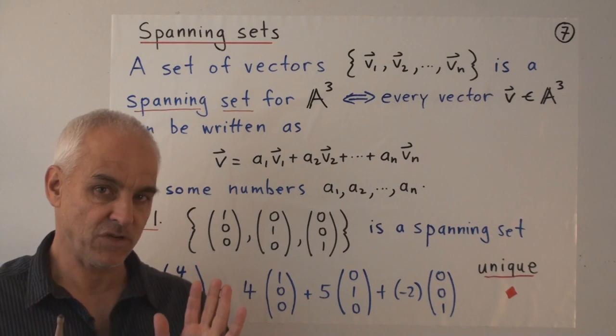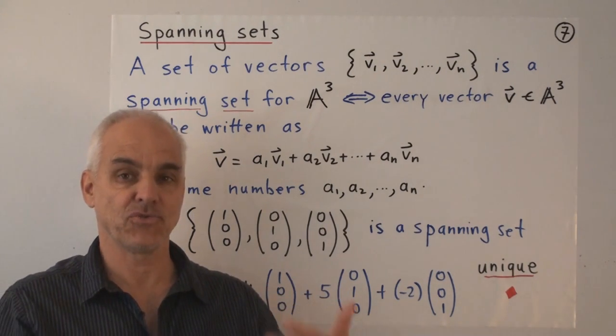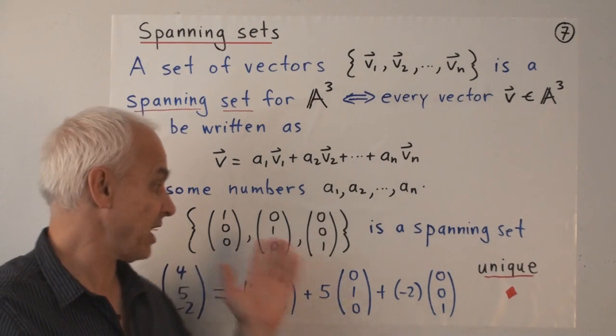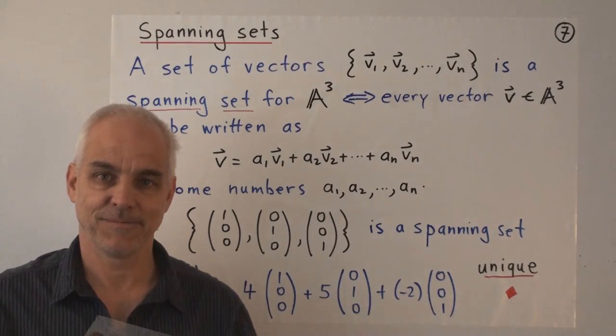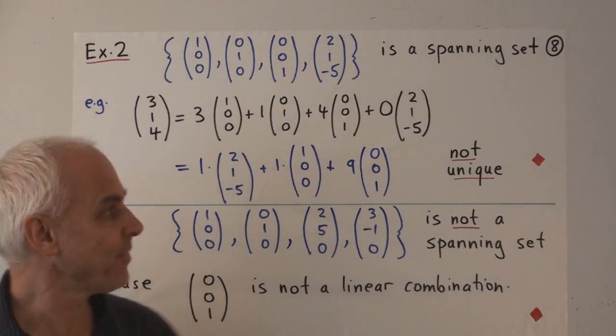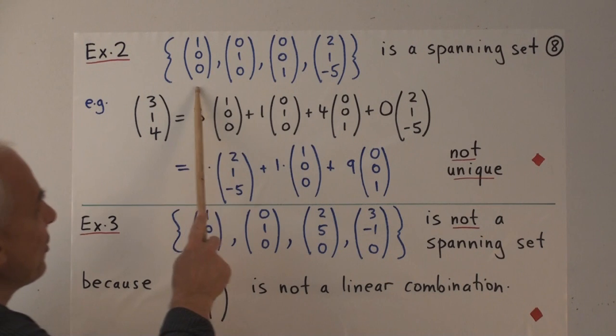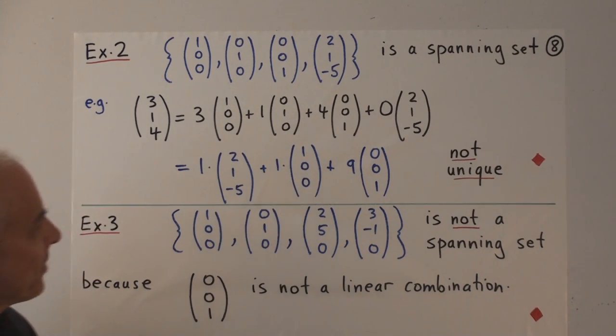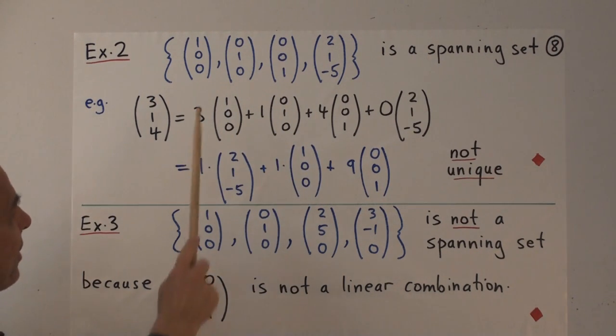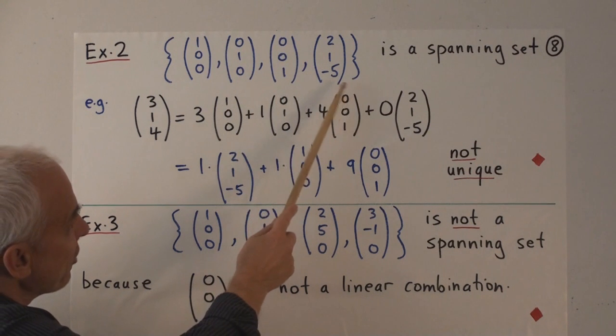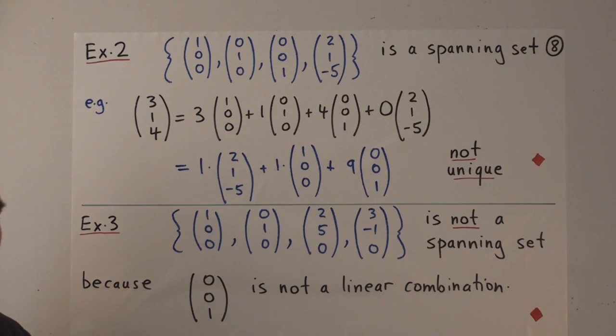That's not part of the definition of spanning set. That's an extra aspect of this particular spanning set. So, a few more examples. Second example, consider these four vectors in three-dimensional space: the three basis vectors together with the vector 2, 1, minus 5. That's also a spanning set.